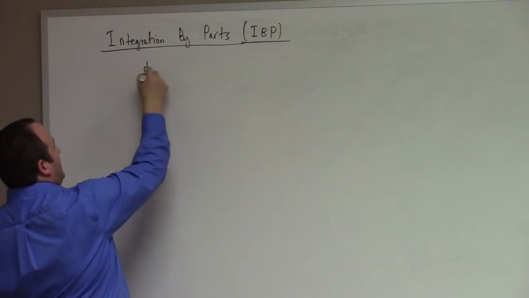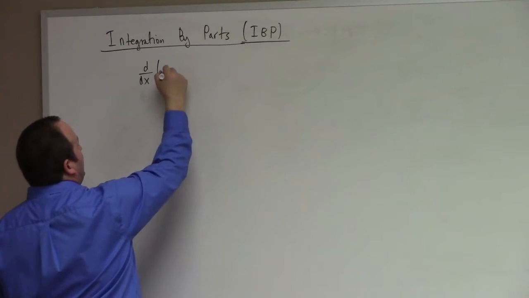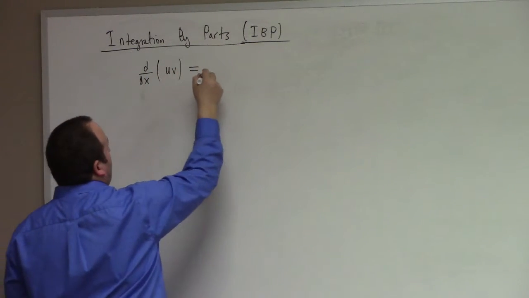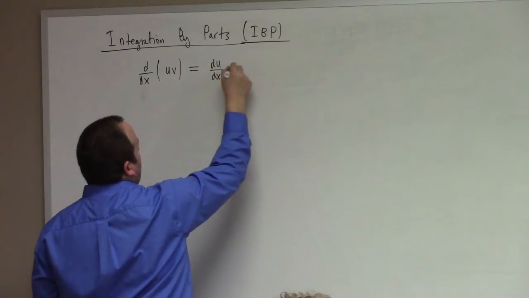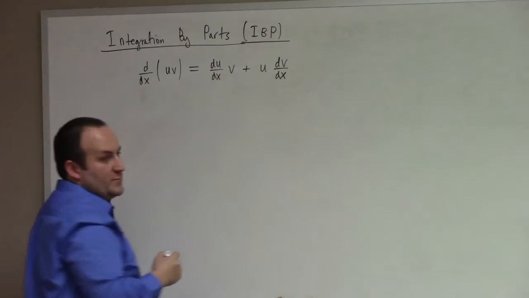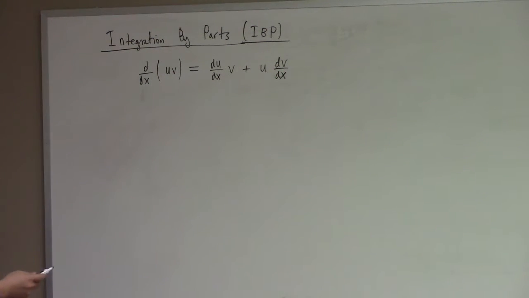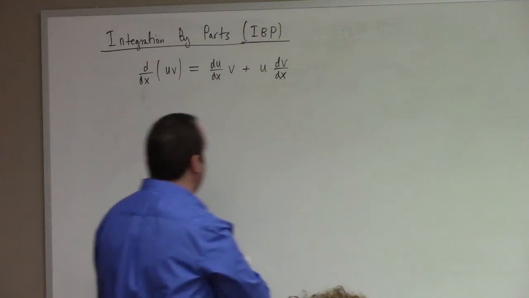It is the analog of the product rule for integration. So we start with the product rule. d/dx of u times v, where u and v are functions of x, is du/dx times v plus u times dv/dx. I think we all can agree, right? Product rule. You guys with me? Hopefully. Take that and integrate.